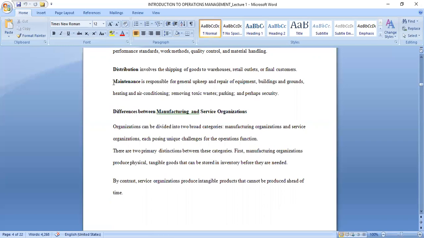Then we have another function of operations management, which is maintenance. So maintenance has a number of aspects. It can involve repairing equipment in case they are worn out or have got a technical fault. It may involve renovating your buildings and grounds. It may involve reinstalling air conditioning or heating if you need so. It may involve removing toxic wastes, depending on the type of business that you are managing.